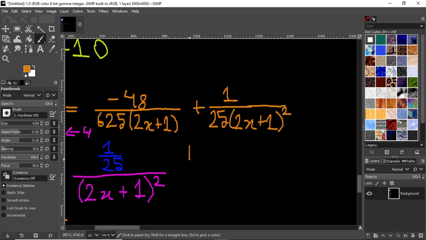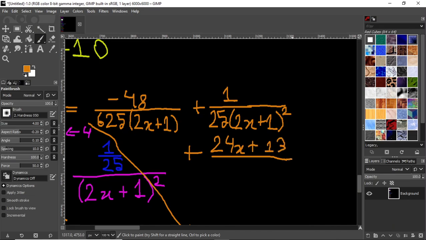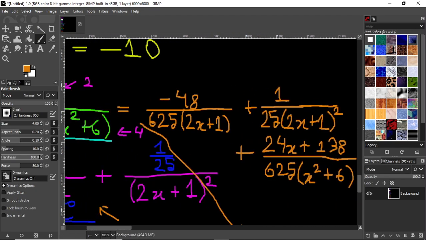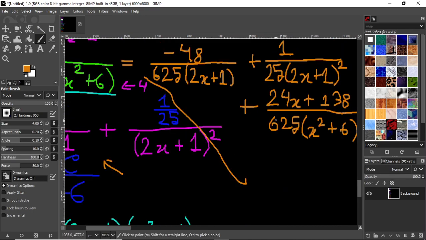Then last but not least, I'll make a partition here: 24x plus 138, divided by 625 times x squared plus 6. Okay, so that's this thing broken down to partial fractions. It was a bit difficult, but I'm pretty sure it's quite satisfying.